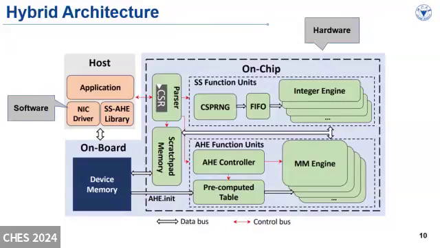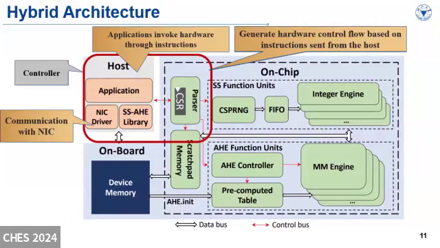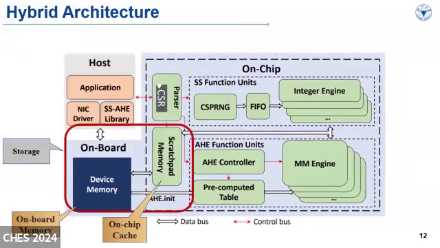The overall architecture is divided into the software side and the hardware side. The software and the hardware parser come up with the controller of the Shaper architecture. The host applications invoke hardware through instructions, and the parser generates hardware control flow based on the instructions sent from the host. The storage part of the Shaper architecture includes the onboard memory and the on-chip cache.